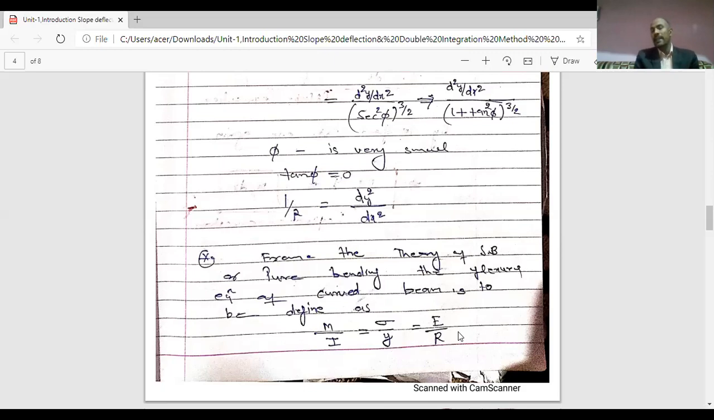Here M is the bending moment and I is the moment of inertia. Sigma is the bending stress. Y is the distance from neutral axis where we find the bending stress. E is the Young modulus. You can also say modulus of rigidity, Young modulus, right? And R is the radius of gyration.